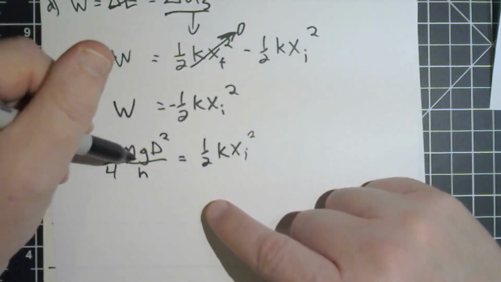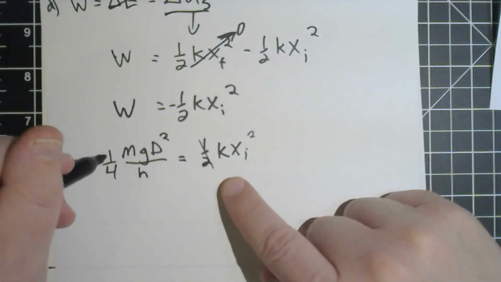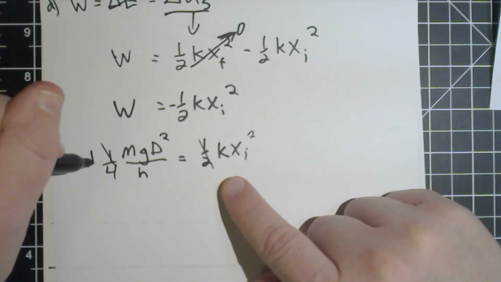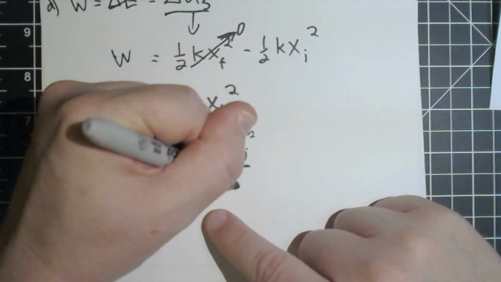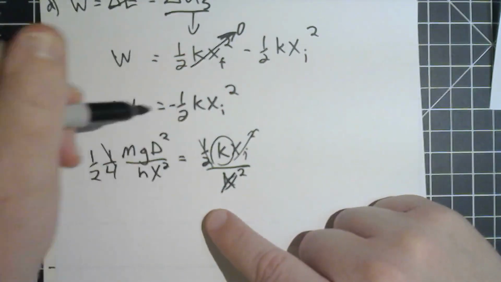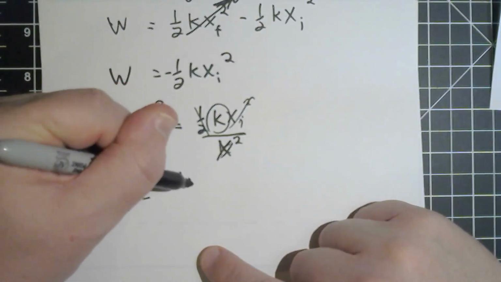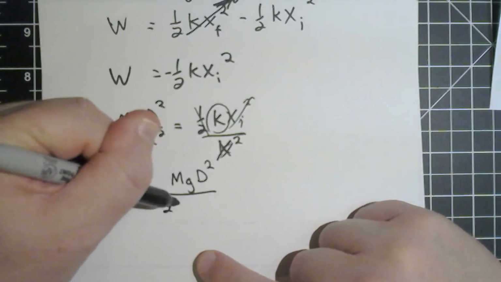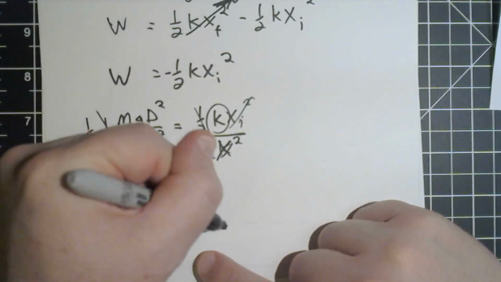And so now it's just a matter of algebra and solving for the k. So if I have 1/2 over here, I can get rid of this, and this will become 1/2 on the left. So I have 1/2 on the left. I need to divide by x squared. And so then we get k by itself. So k is equal to mg d squared divided by 2h x squared. And that's your expression for k.